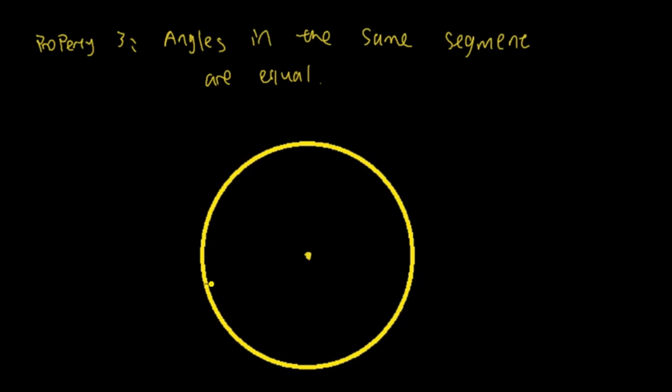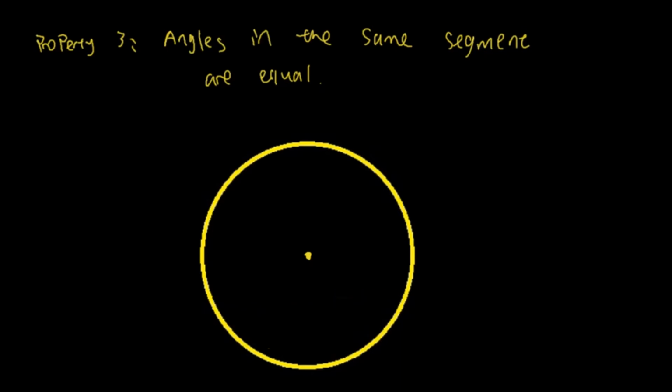And I have a line going through from this side of the circumference to this side of the circumference. Notice that this line did not go through the center of the circle. So this line here is called the chord. And the segment of the circle is going to be this area here. Okay, so that's the segment of the circle.